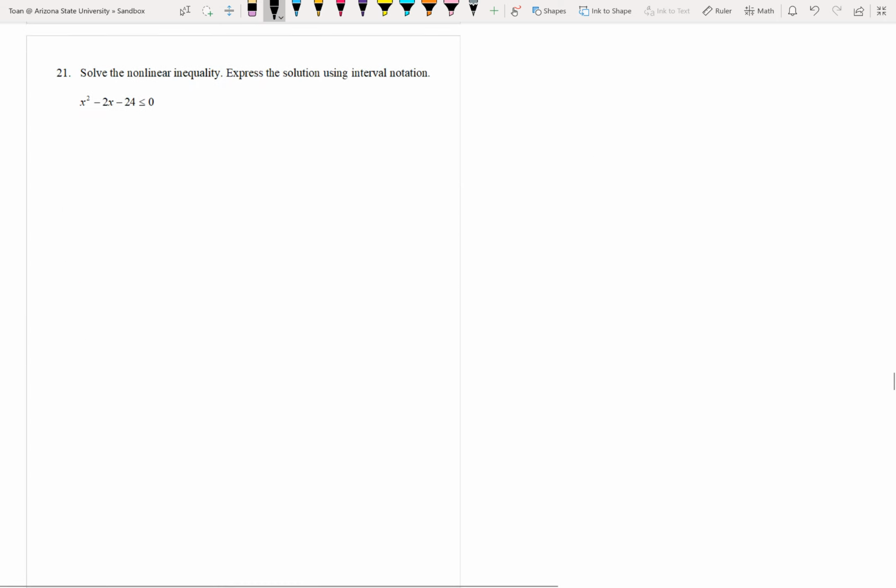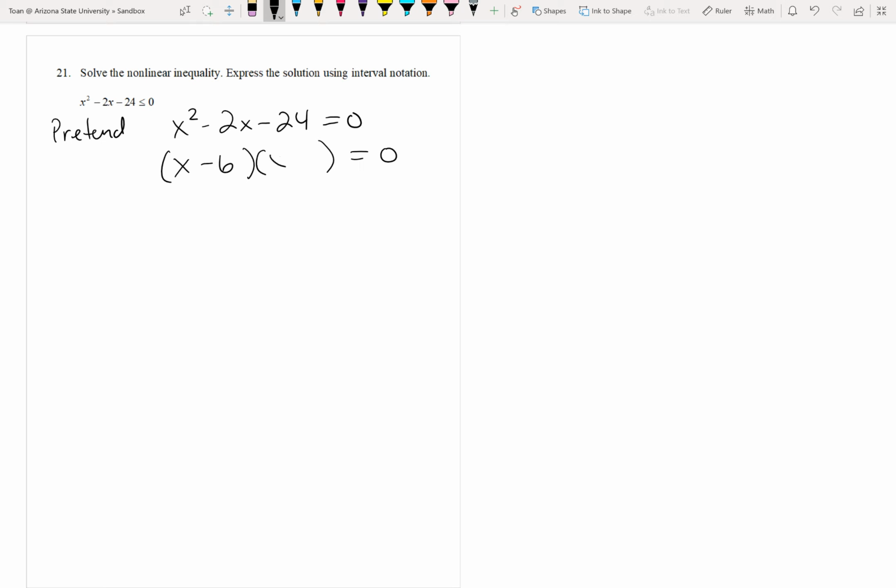Number 21 is a nonlinear inequality. So the idea is you want to get 0 on one side, which they did for you. And once you have 0 on one side, you're going to pretend that it's an equation, because we want to solve it as if it was an equation to get the critical values. Now this is a quadratic, so solve it however you want. Quadratic formula, completing the square, factoring. I always try factoring first because it's the easiest, and in this case it is factorable.